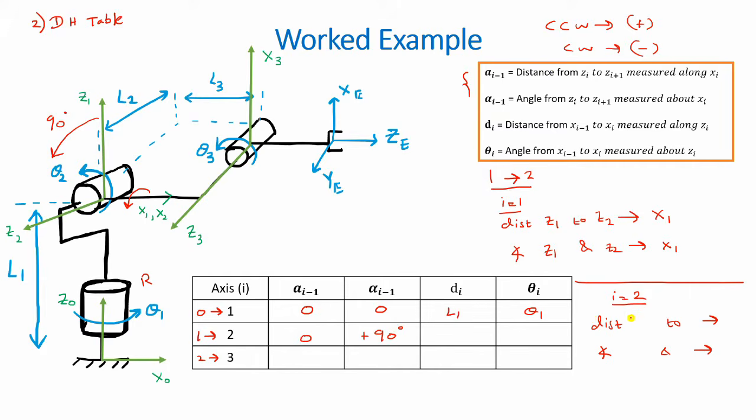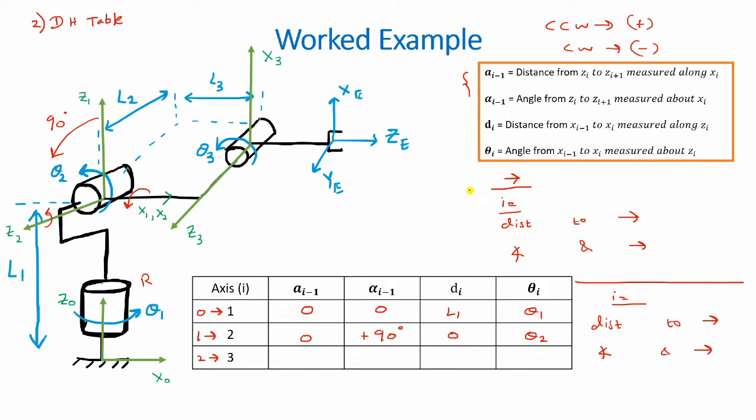Right. For i equals 2, we want the distance from x1 to x2 along z2. In the line of z2, the offset of x1 and x2, they're both on the same line and they both have the same origin. So this offset would be 0. And finally, we have the angle x1 and x2 about z2. That is, if x1 is stationary, how much x2 can rotate about z2. And the value for that would be theta 2.